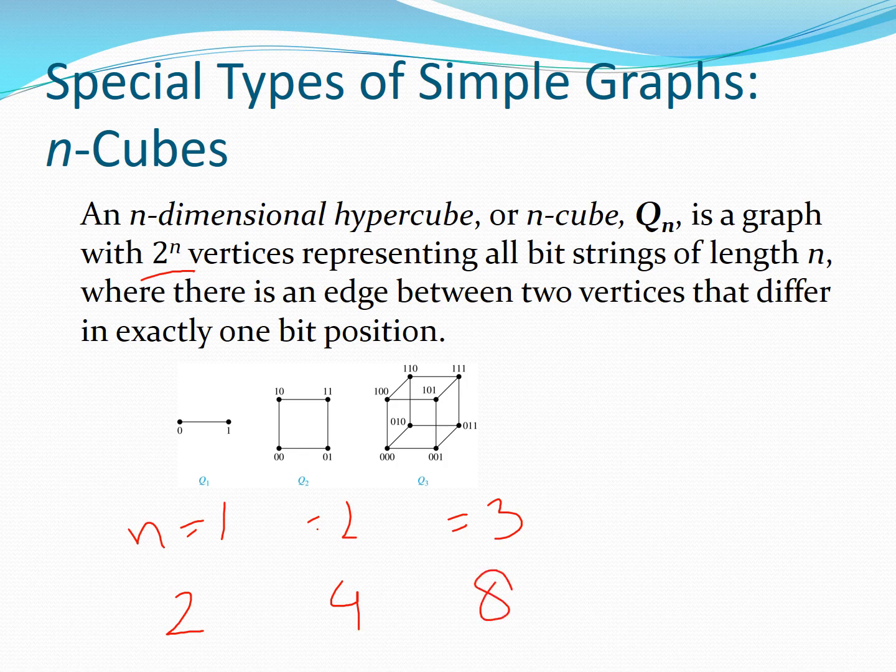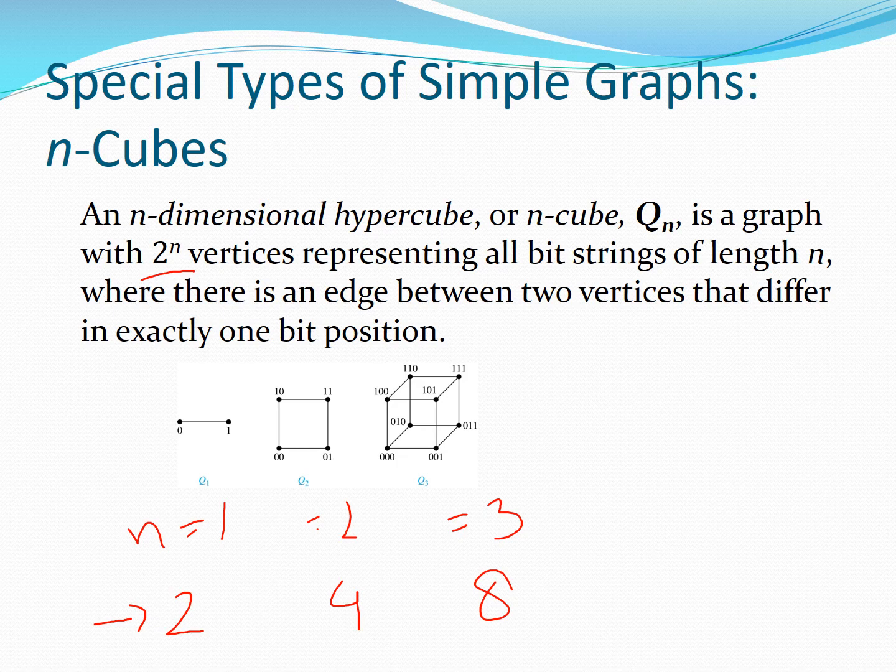So the very first one is your Q1, and since n is equal to 1, your bit strings are going to be of length 1. How many such bit strings can you have? You can only have 2 such bit strings. One is going to be 0, the other one is going to be 1, right? And since these two differ by a single bit, there is going to be an edge between the two vertices.